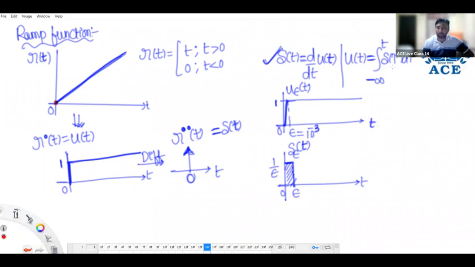Okay. Some textbooks call this a running integral, because the integration limits are varied from minus infinity to t. They use the word running integral. Nowhere is it running; the name is just like that. Integral limits are from minus infinity to t.